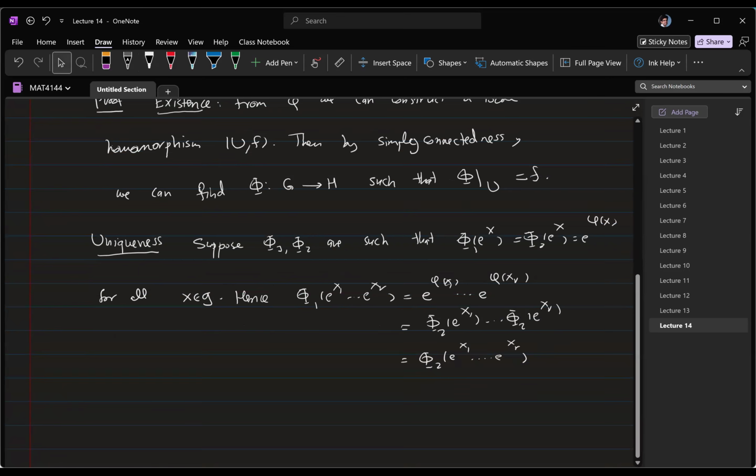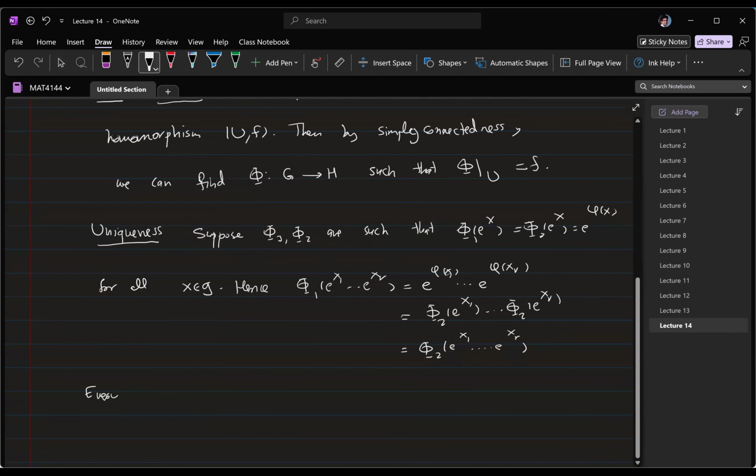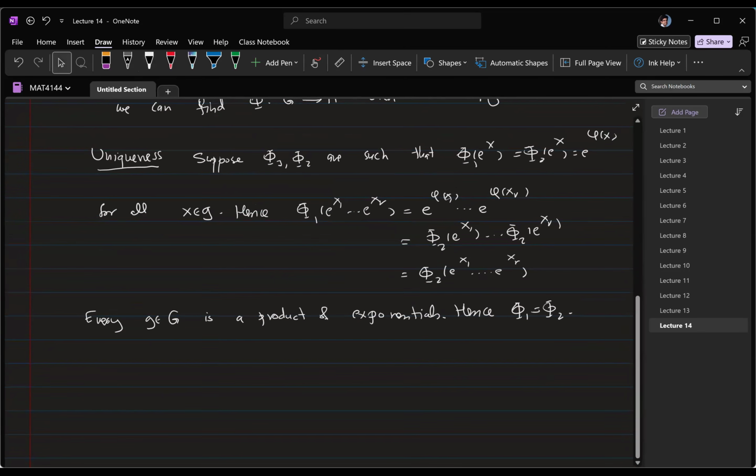Now every g in G is a product of exponentials. We have proved this before for any connected Lie group, right? And this means that phi 1 equals phi 2. All right, is it clear?